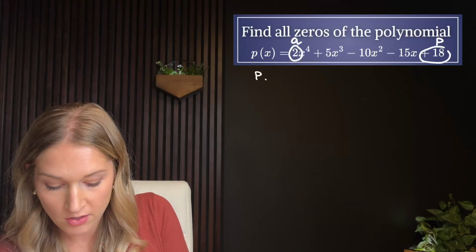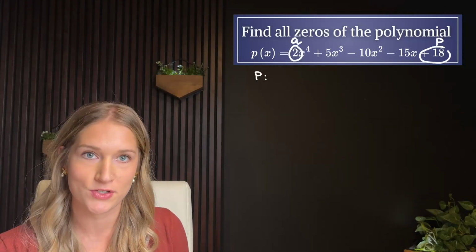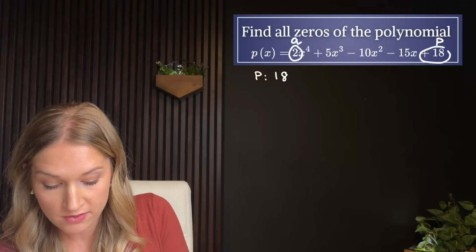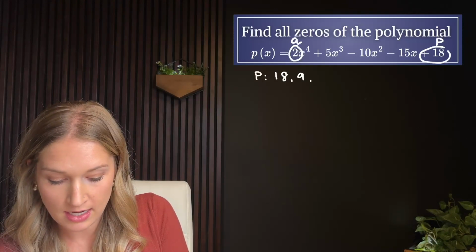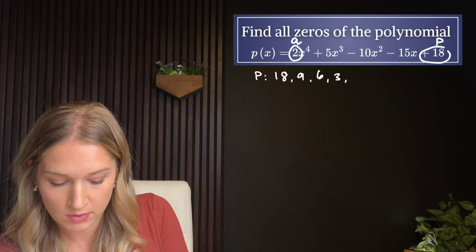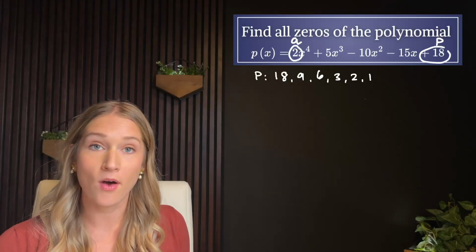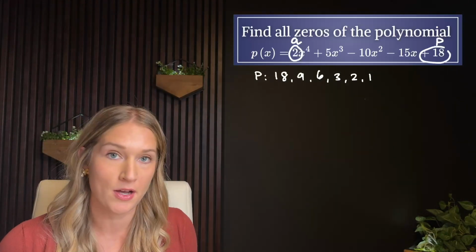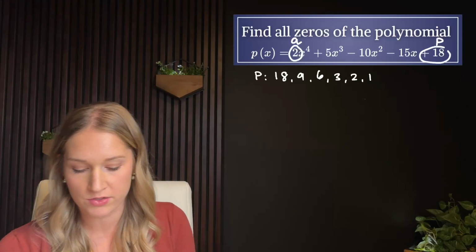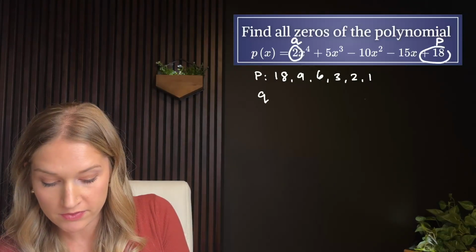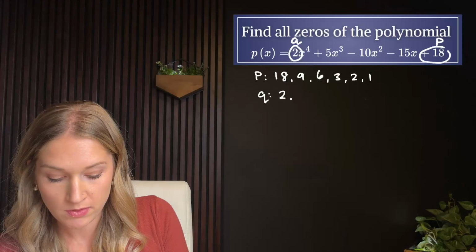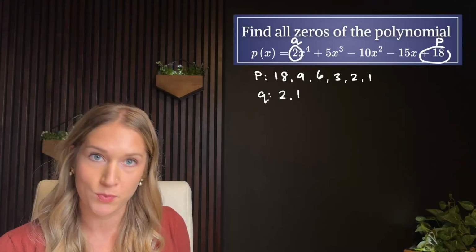P's, again, are the factors of our constant term. So 18 is that constant term. All of the factors of 18 are 18, 9, 6, 3, 2, and 1. And all of these could be positive or negative, because 18 could be divided by positive or negative any of these factors. Q's are all of the factors of your leading coefficient. So my leading coefficient is 2, and all the factors of 2 are just 2 and 1.